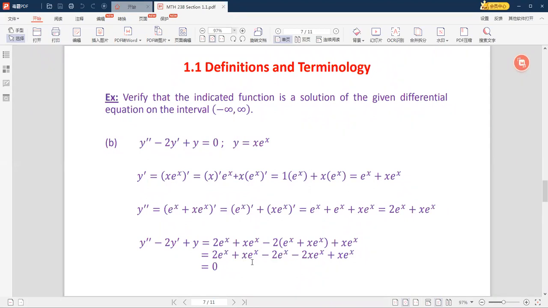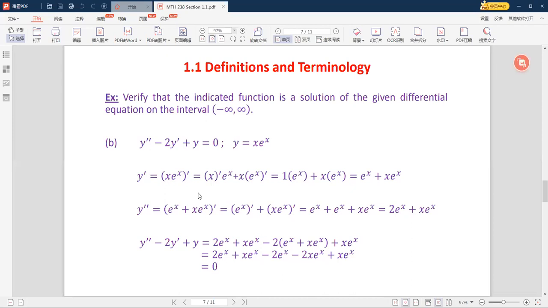And then we've got x e to the x minus 2x e to the x plus x e to the x. So again, if you combine x e to the x plus x e to the x, you get 2x e to the x, and that will cancel this negative 2x e to the x completely. So everything's canceled. So at the end we get 0.